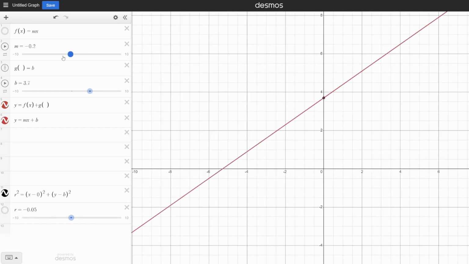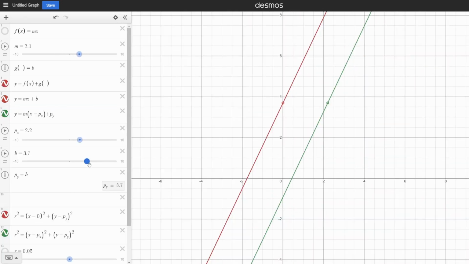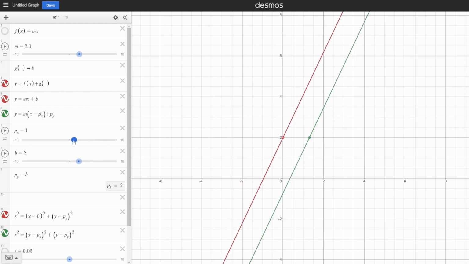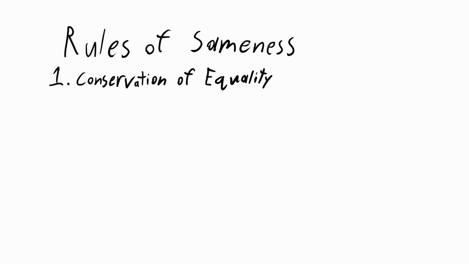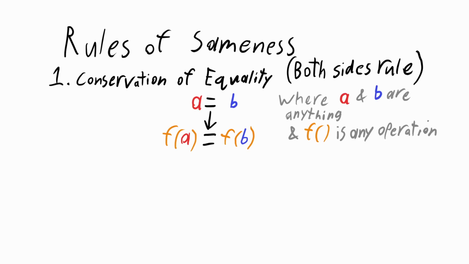The standard line is a slope and a y-intercept, but it's also positional form at x = 0. There are more ways to describe the same line, or the same relationship between x and y. You can define it using 2 points, a point and an angle, something else. The way that you switch between the different forms is using what I call the rules of sameness. 1. Conservation of equality, or the both sides rule. Applying any operation to two equal things will have the outputs be equal.